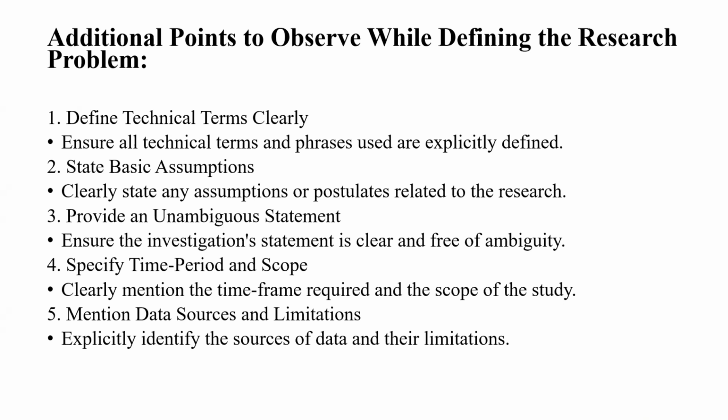Fourth one, specify time period and scope. Clearly mention the time frame required and the scope of the study. Fifth one is mention the sources and limitations. This means explicitly identify the sources of data and their limitations. Clarity and transparency are very important in research.